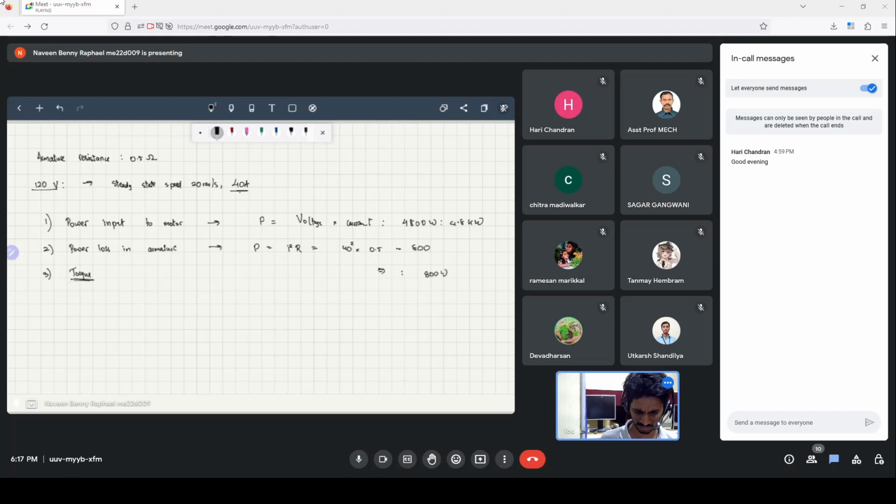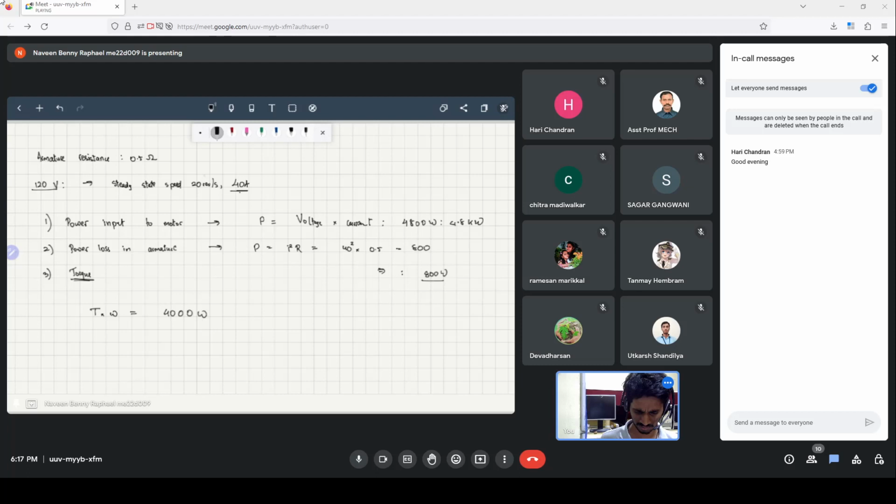Now, for the torque, we know that torque multiplied by angular velocity gives you power. Now, since the power input is 4.8 kilowatts and the power loss is 800 watts, the power given to the motor itself will be 4000 watts.